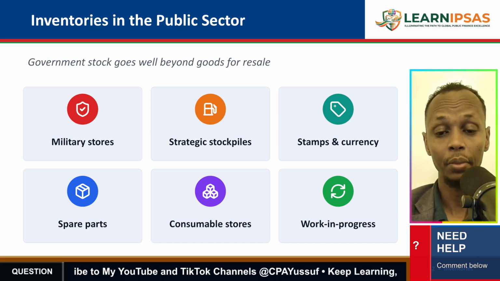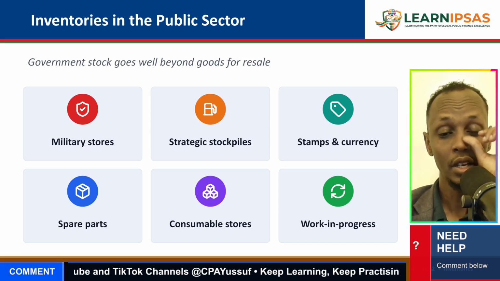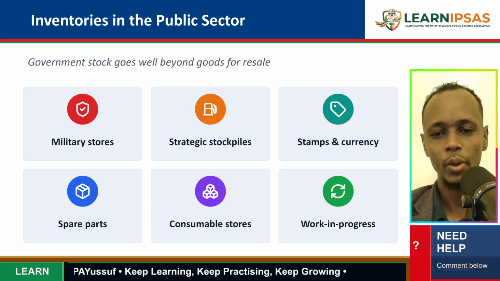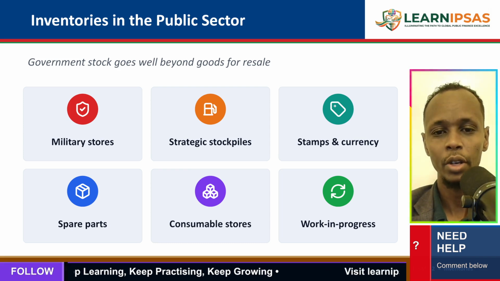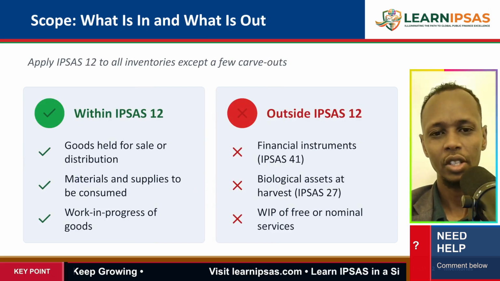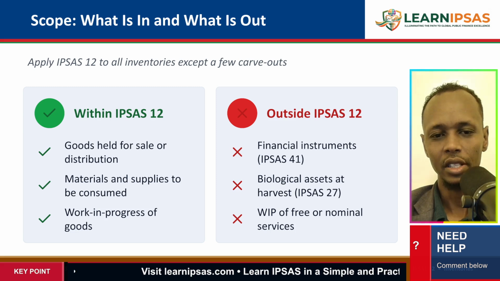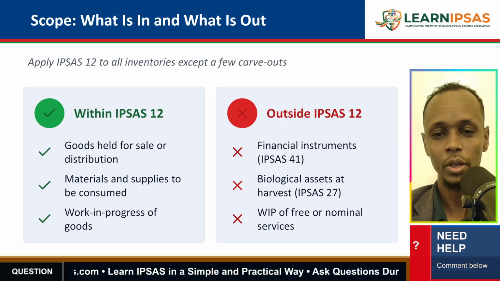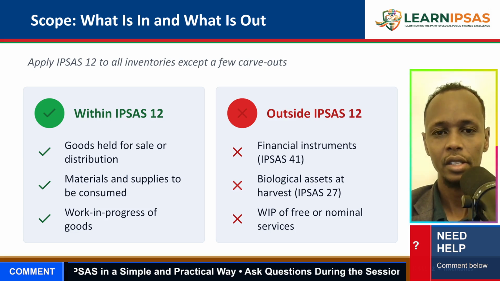Work in progress can either be work in progress in manufacturing, or work in progress in services, if you normally offer services to other entities. So what is in and what is out? Goods held for sale or distribution is in. Materials and supplies to be consumed is in. Work in progress is in. It's covered under this inventory.